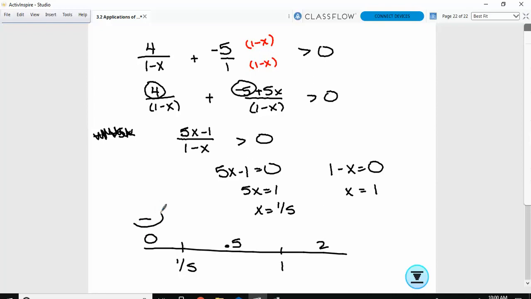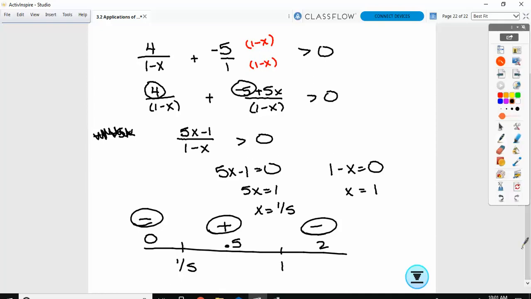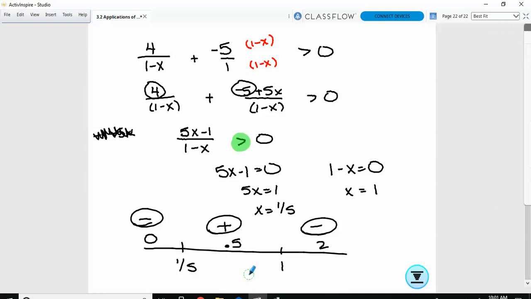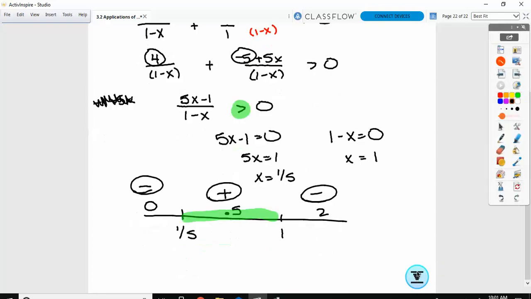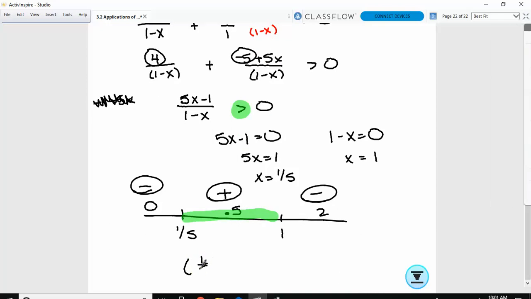So it is negative, positive, negative. Below was negative. I was asking for greater than. Greater than means positives. There is no equal to, so everything gets a parenthesis. So it's just that one section. It starts at 1/5 and ends at 1. Is that okay with everybody?